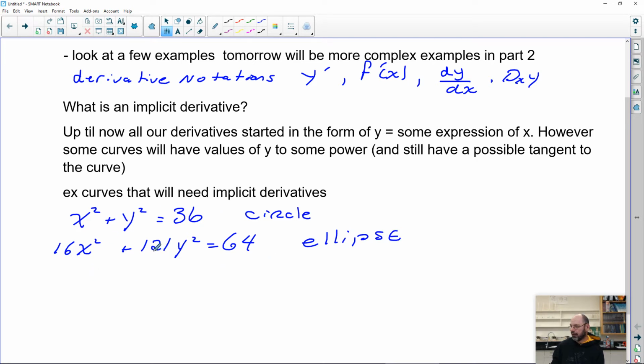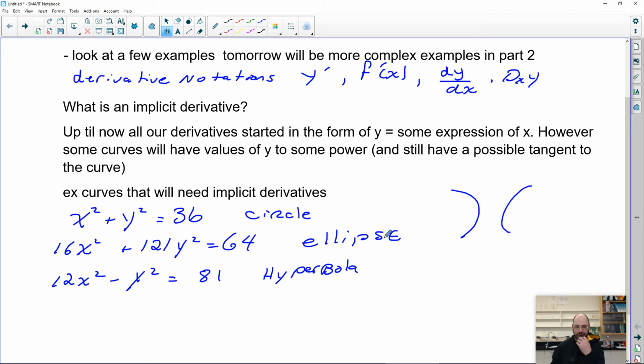You can have a hyperbola, which is the same as an ellipse with a minus sign in between. So you could have something like 12x squared minus y squared equals, I don't know, 81. That's a hyperbola. It kind of looks like two parabolas on the side.